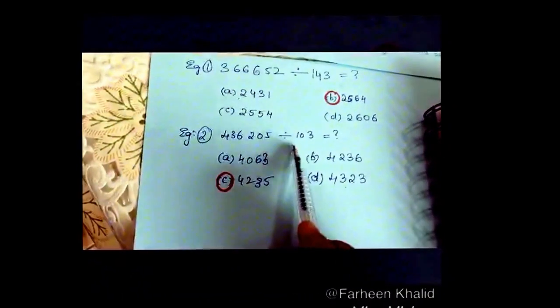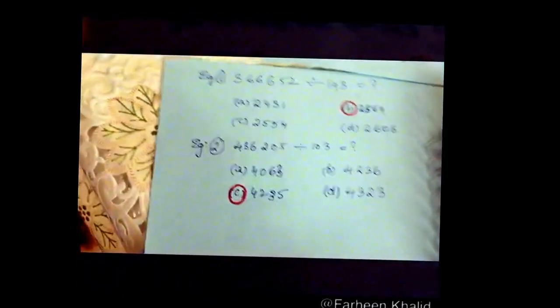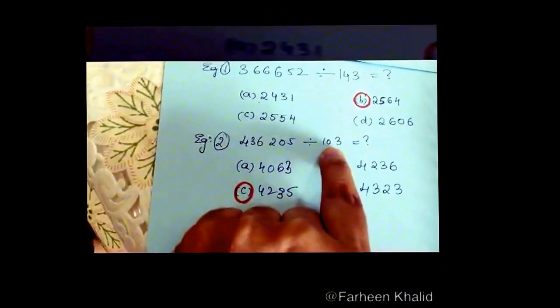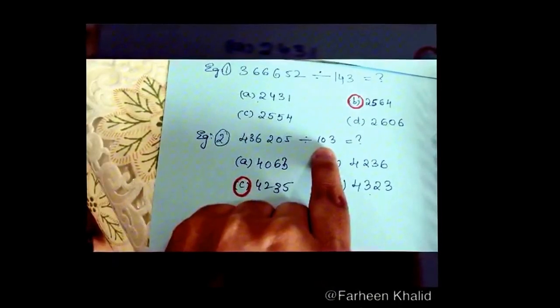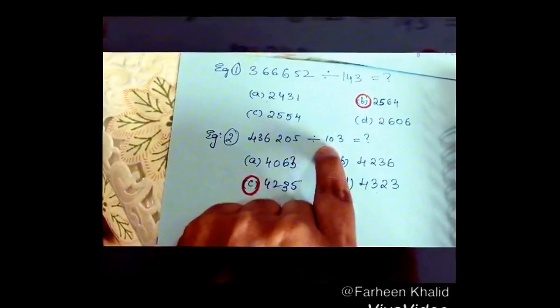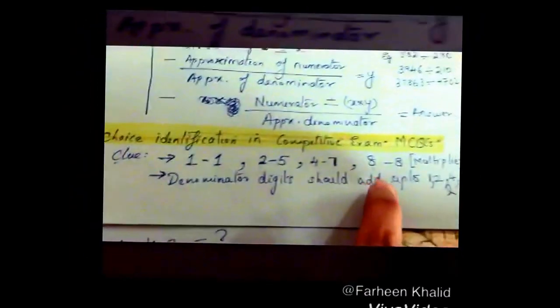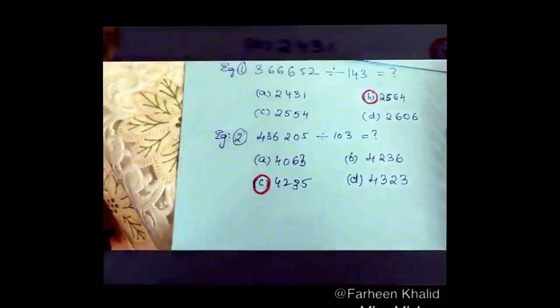Okay, let's do the next one. So first we have to check if the denominator adds up to the numbers that we want, and then can we proceed with this procedure. So 3 plus 1 is 4, and so 4 comes into our purview, so we will go ahead. Okay, now let's take the question.